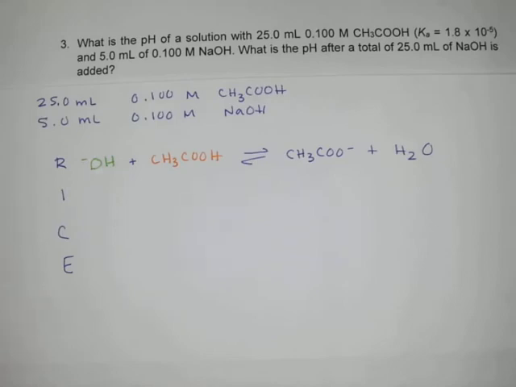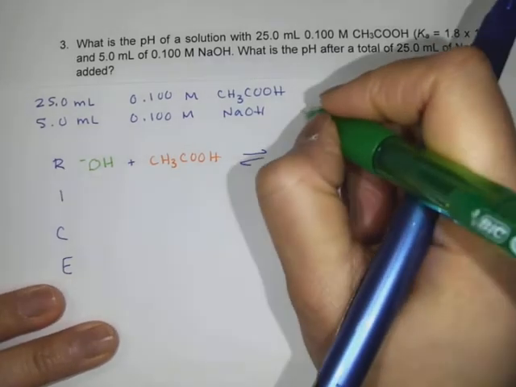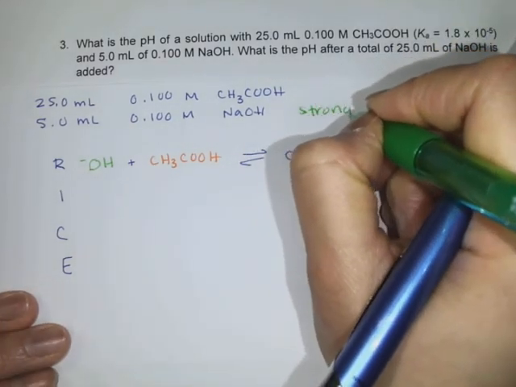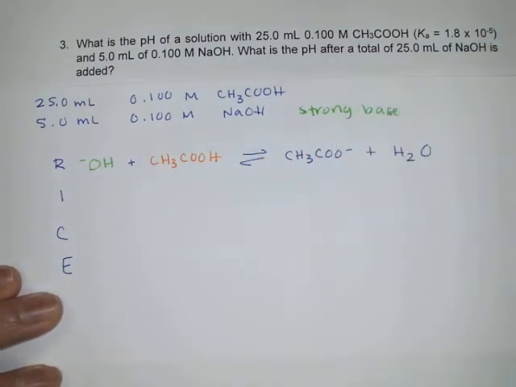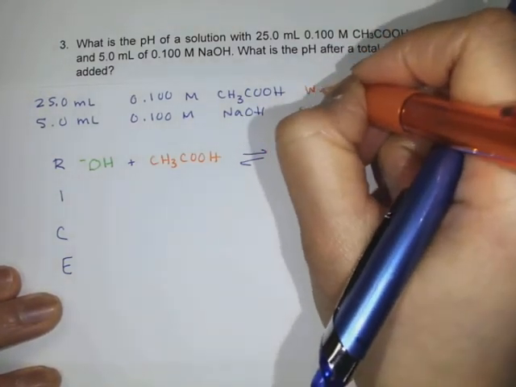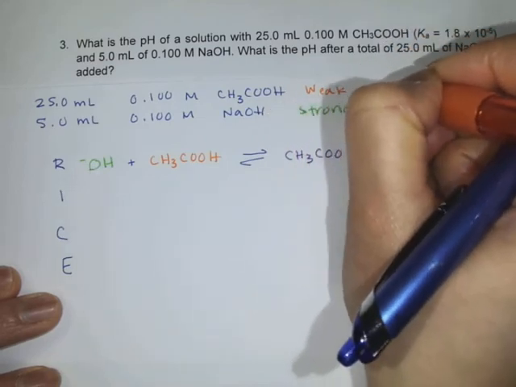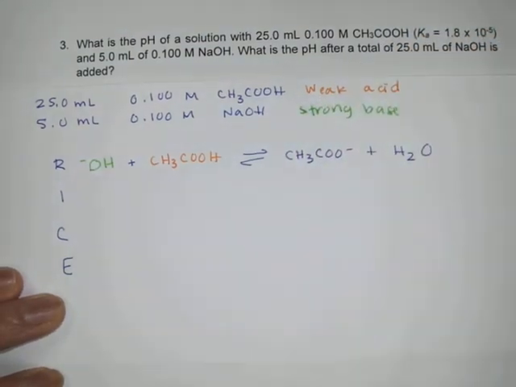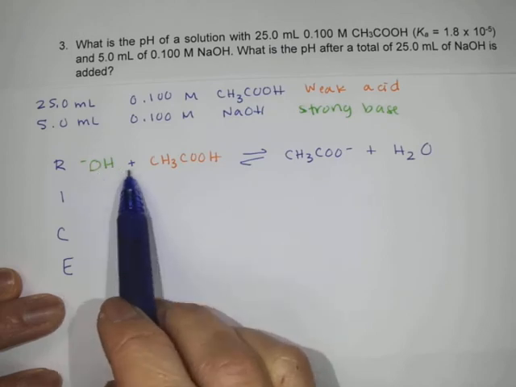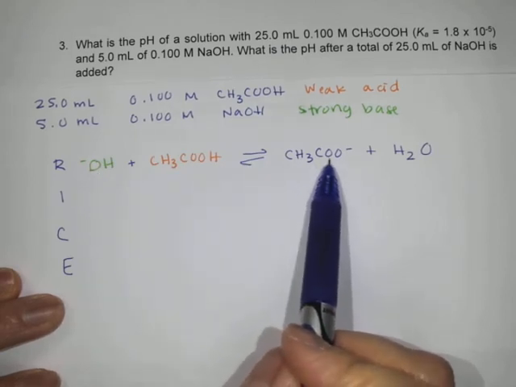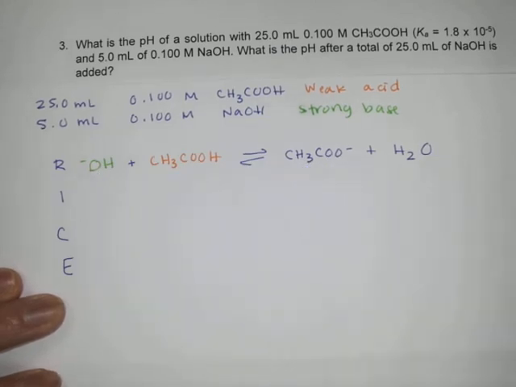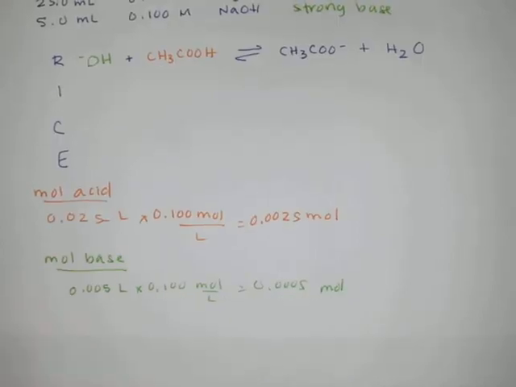In this last problem, we have acetic acid and sodium hydroxide. Sodium hydroxide is our strong base, and acetic acid is a weak acid. So we're just going to do the same RICE table. So our strong base is OH minus. This is our weak acid, and it forms acetate plus water. And again, to get the initial moles of acid, I'm just going to do what we did before.